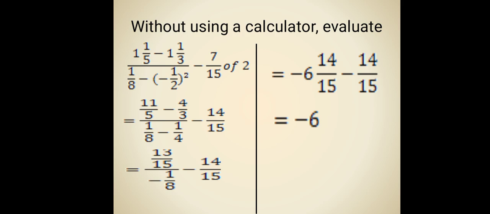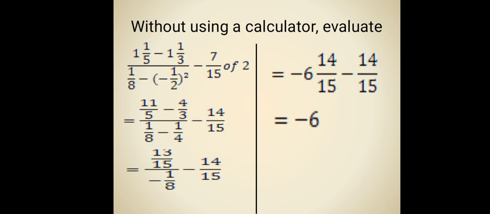And then the other side, because these are two distinct sums, we work this part for the denominator, squaring first. If you square negative a half, you get a positive a quarter. So you have an eighth minus a quarter. Up there, the numerator, we have changed everything into proper fractions. So 1 and a fifth is 11 over 5. 1 and a third is 4 over 3. Now we simplify 11 over 5 minus 4 over 3, we get 13 over 15. 1/8 minus a quarter, we get negative 1/8.